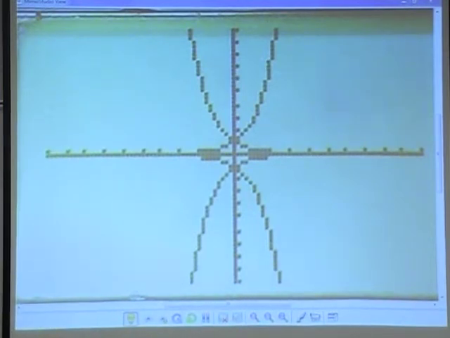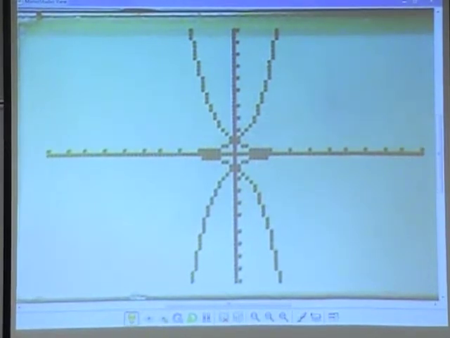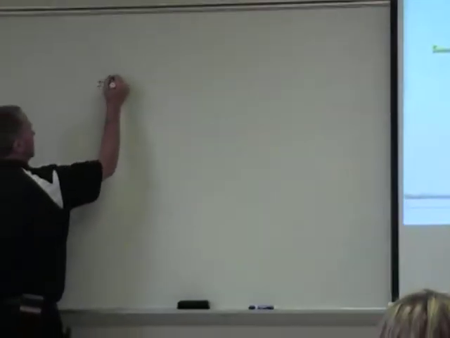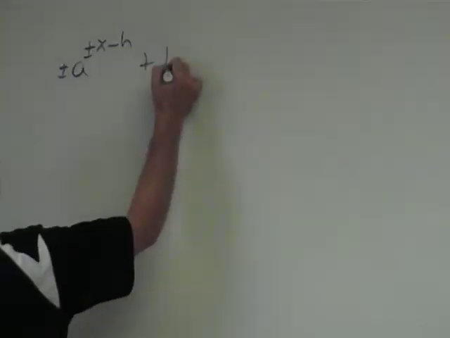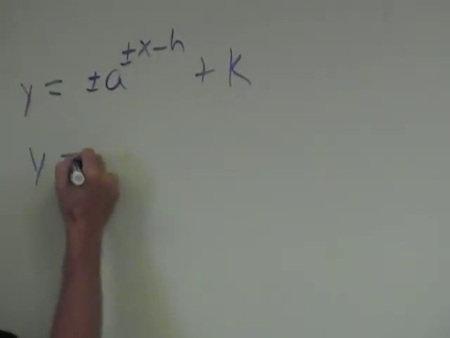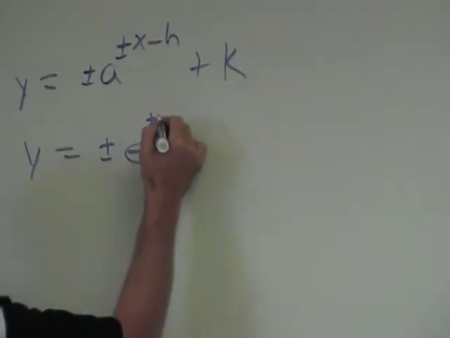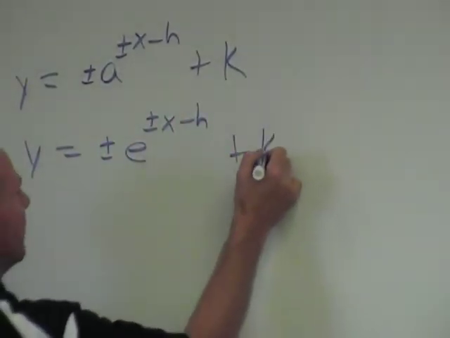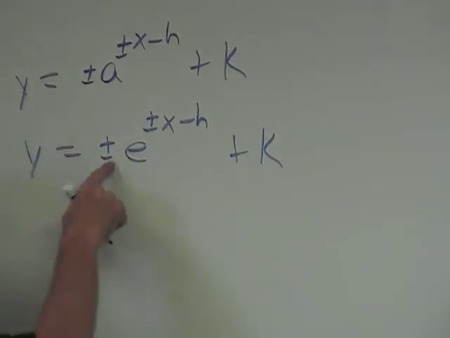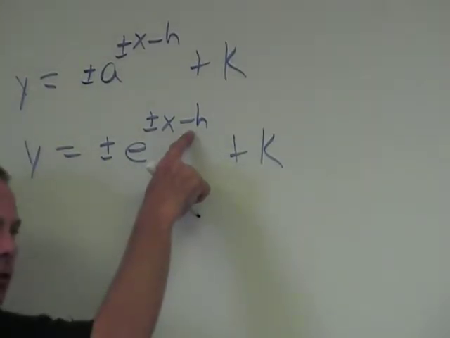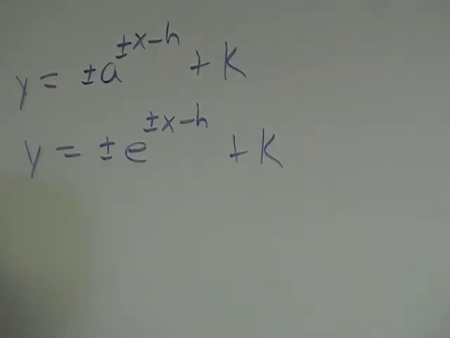All right, so that has everything to do with what we did yesterday. There isn't anything different about it other than we're just saying that A is now E. It's an actual number. Okay, so everything still applies. This reflects about the x-axis, that reflects about the y-axis. This shifts it to the left or right, this shifts it up or down.